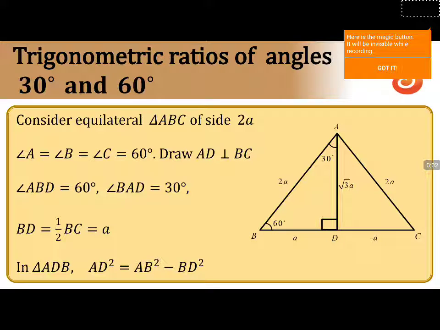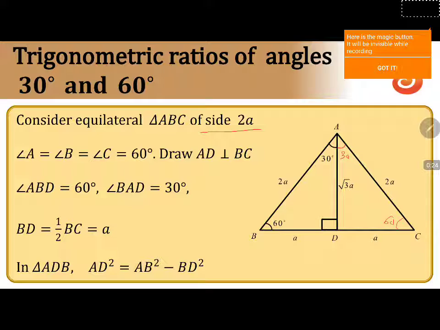Let us find out the trigonometric ratios of angles 30 degrees and 60 degrees. Take an equilateral triangle whose side is 2a. All the angles are 60 degrees. This is 60, this is 60, that is 60.